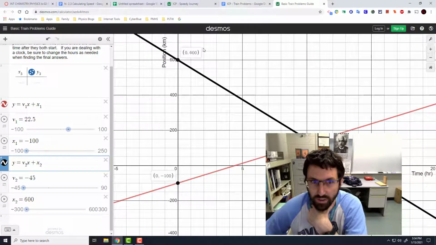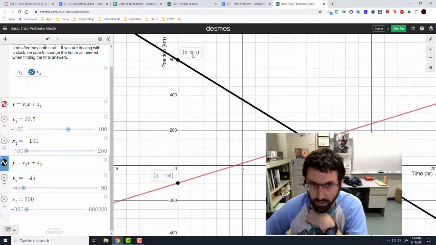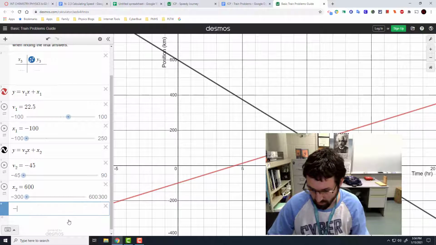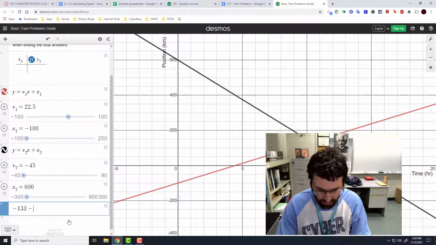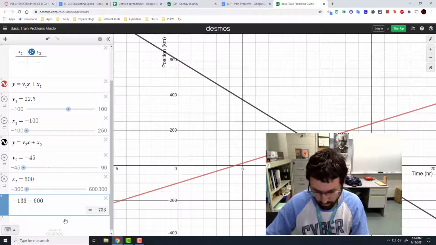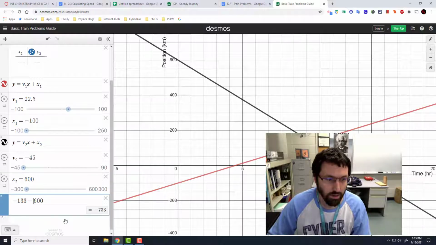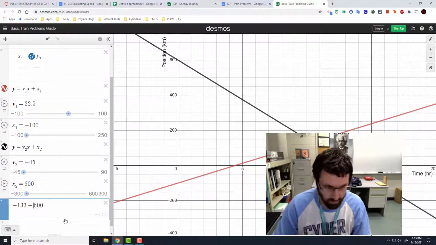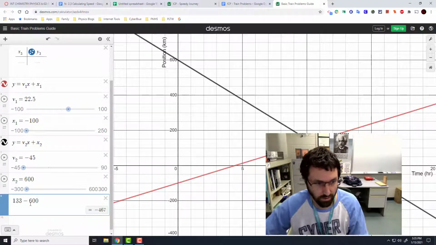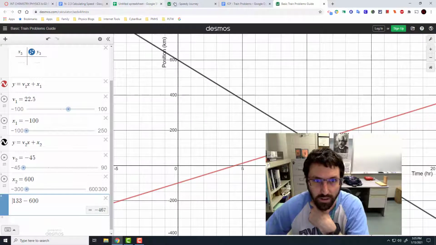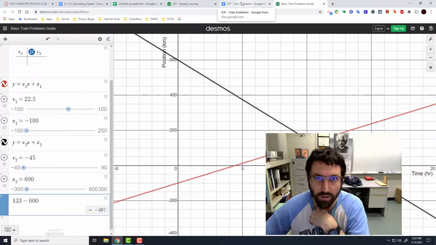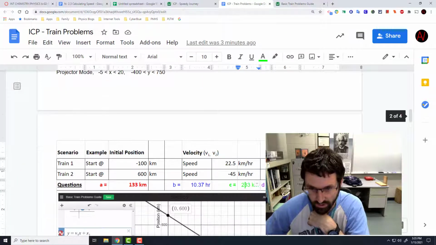The last question says, what's the displacement for this one? Displacement is always final position minus initial position. So in this case, it's... sorry, final position is +133. So 133 minus 600 gives me a displacement of -467, which is right there.